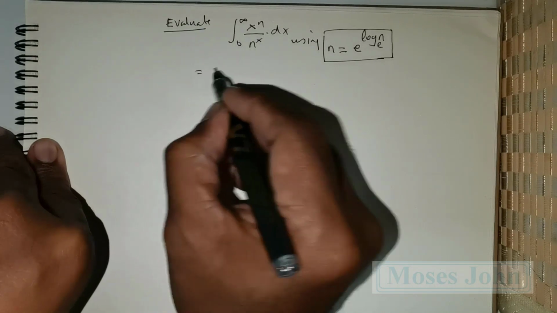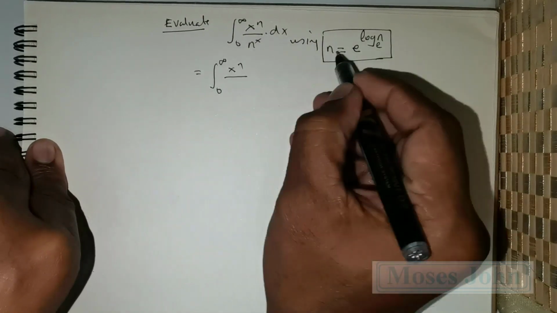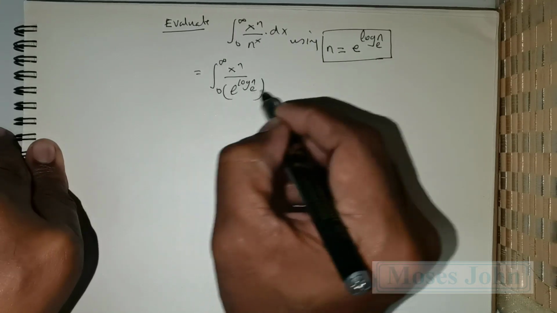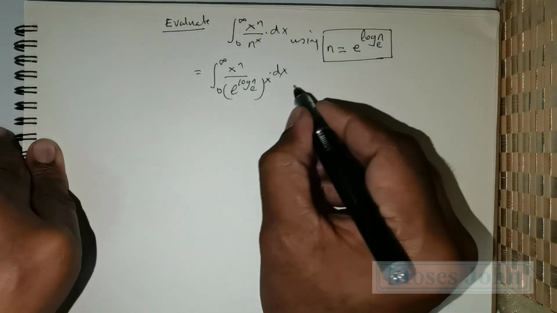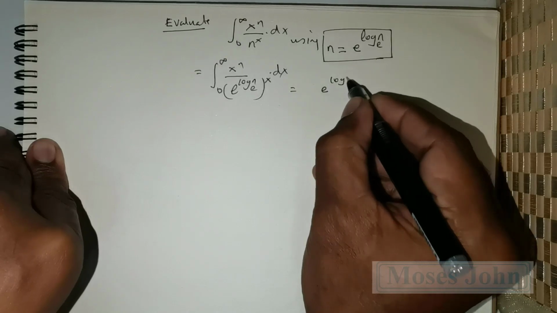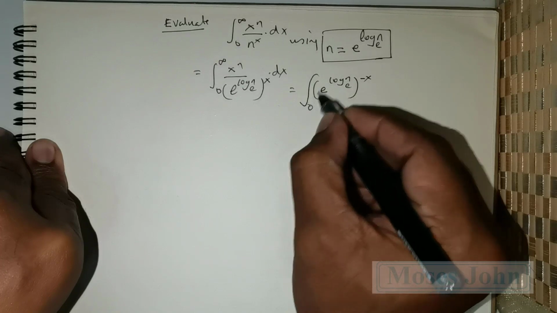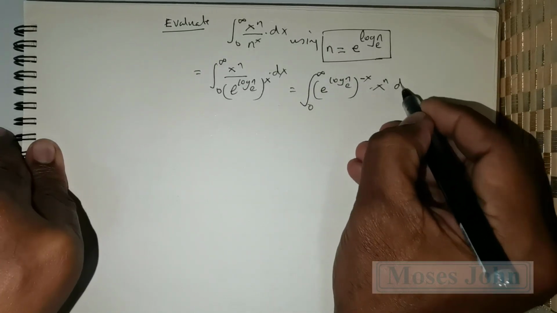So I can rewrite this as integral 0 to infinity x to the power n divided by e raised to the power log n to the base e, all raised to the power x, times dx. Now this can be rewritten as e raised to the power log n to the base e raised to the power negative x, integral 0 to infinity times x to the power n dx.